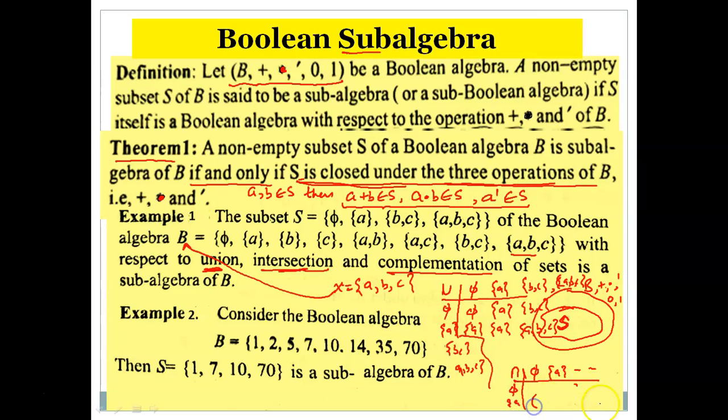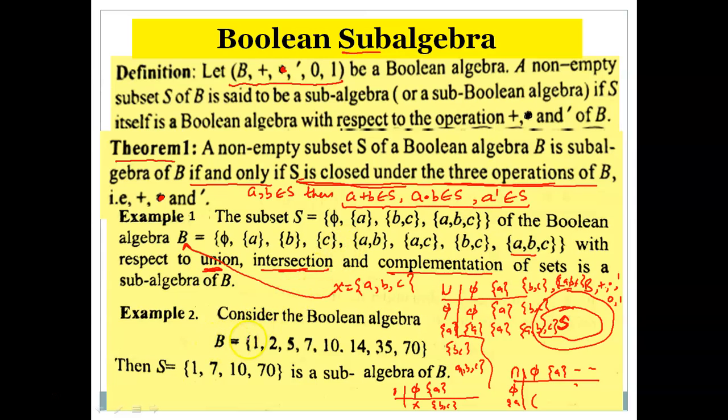Similarly, when you construct the table with respect to intersection, you will observe that in this table all elements will be from S. And similarly, when you construct the table with respect to complement, for example, complement of phi is X and complement of A is BC, etc. So in this table you will also observe that the complement belongs to the same set itself. So that way this S is closed under the operations union, intersection, and complement. Therefore, this S is a Boolean subalgebra of the Boolean algebra B.